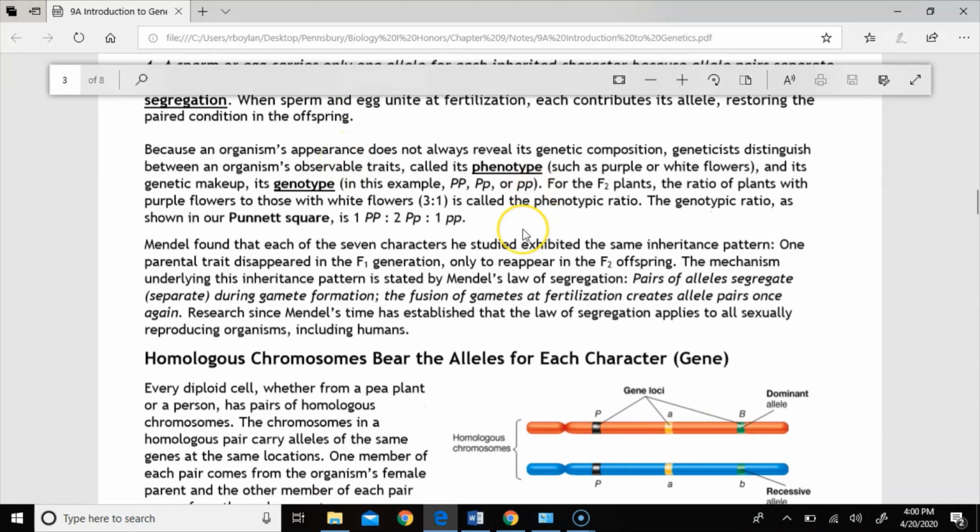So some more vocabulary words that are super, super important. Because an organism's appearance does not always reveal its genetic composition, geneticists distinguish between an organism's observable traits, which we call the phenotype, and its genetic makeup, which we call the genotype.